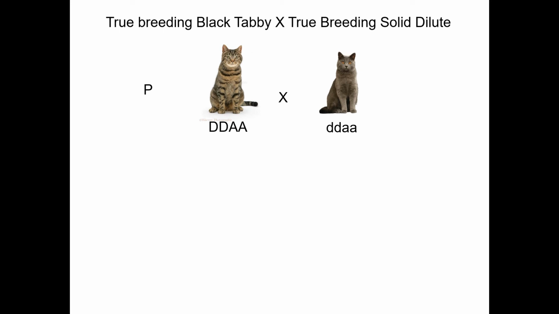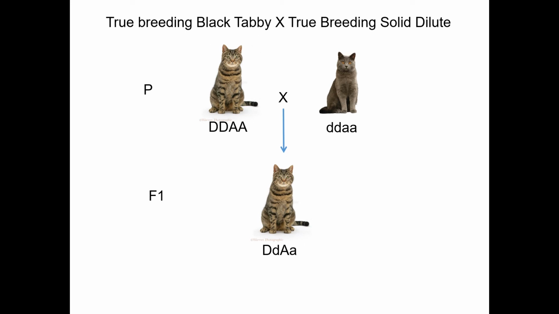Well, the cat on the left can only give dominant traits, and the cat on the right can only give recessive traits. This means that the cat that we get in the F1 is going to have one of each. It's going to be heterozygous for both traits, which means it's going to look like the parent on the left. It will have both a pattern and be black.